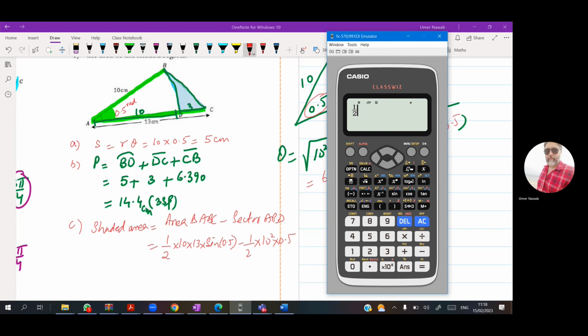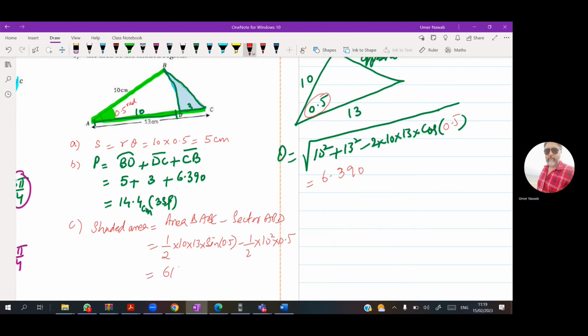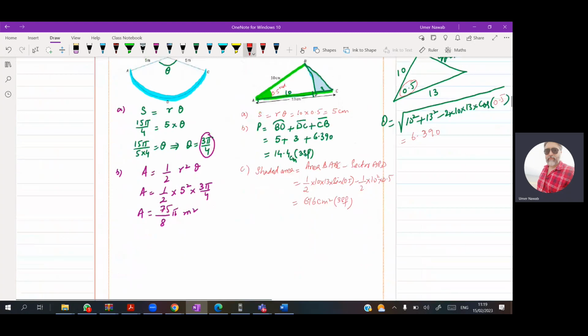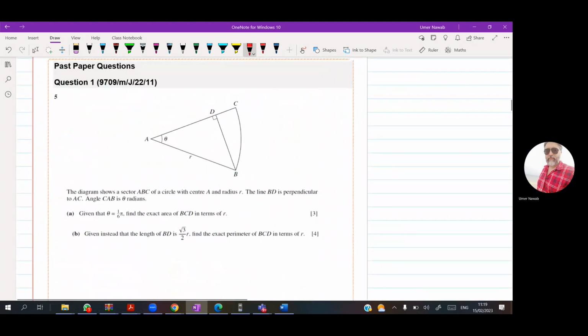So write everything in the calculator. Half times 10 times 13 times sine of 0.5, close the bracket, minus half times 10 squared times 0.5, and I got my answer 6.16. Don't forget to write the units, centimeter squared, and this answer is in three significant figures as per the rules of Cambridge. Wow, here we are done with the book questions which I put in the revision pack.